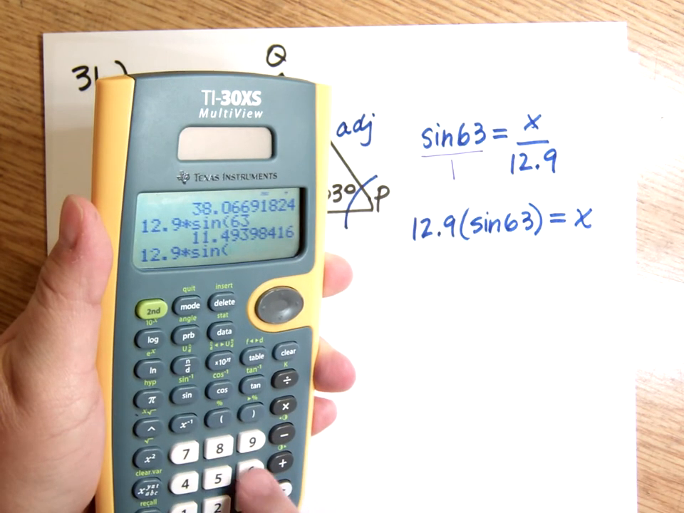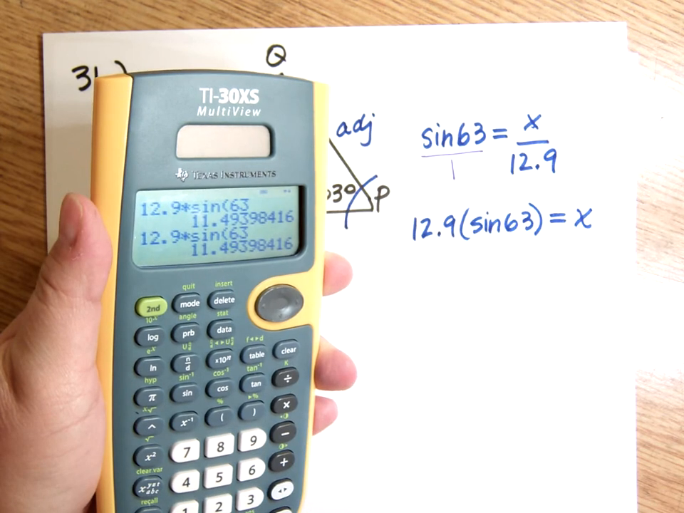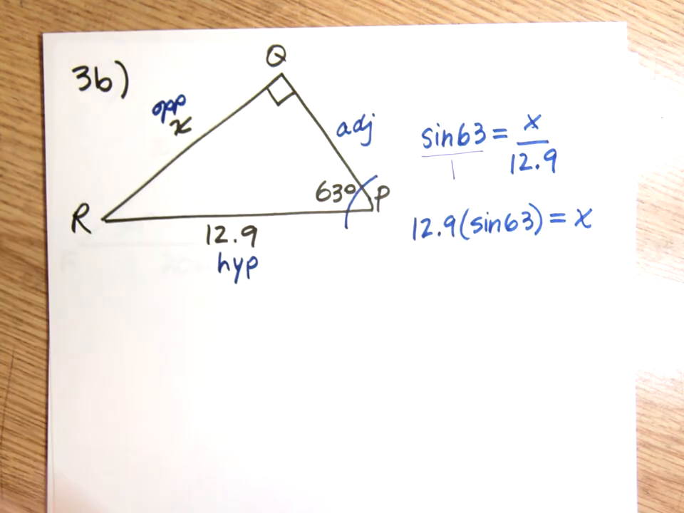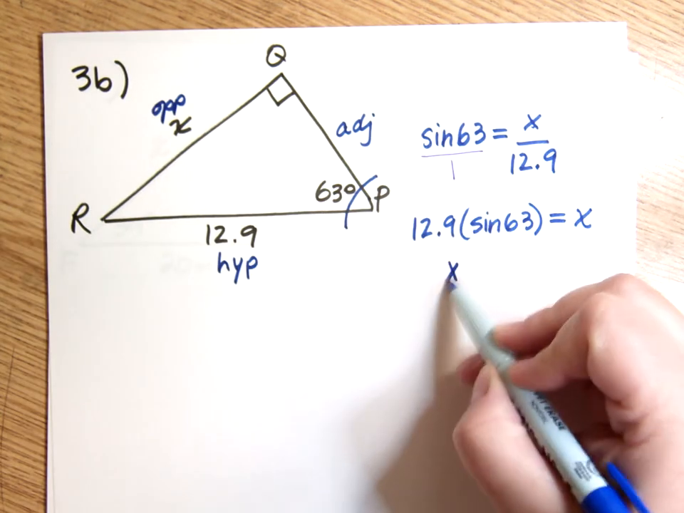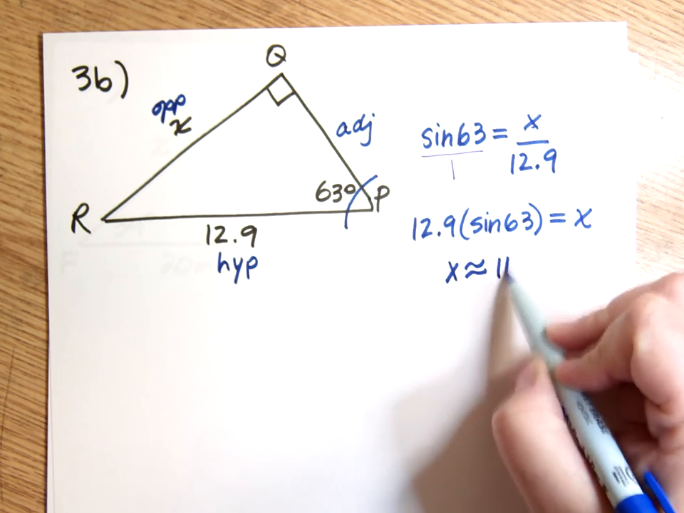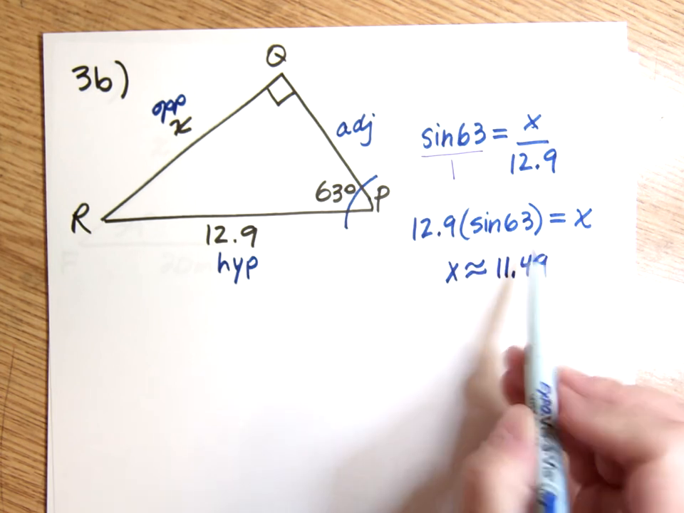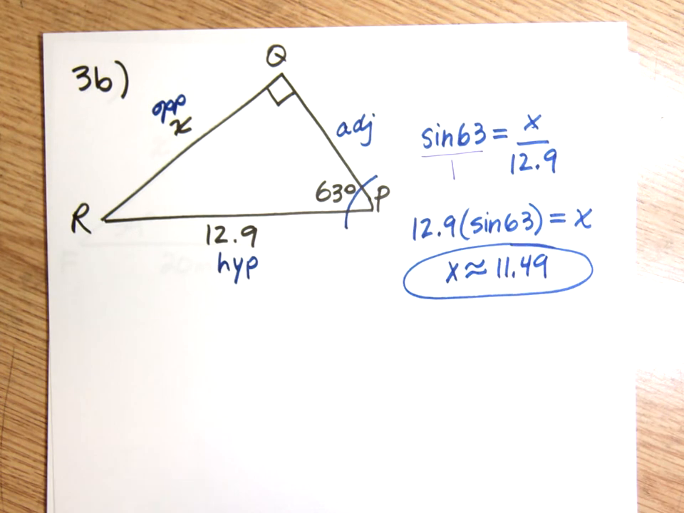You'll notice it's actually the last thing I did on this calculator. And I get 11.49. So x is equal to 11.49. It's actually longer than that, but I'm rounding. And that's my missing side length.